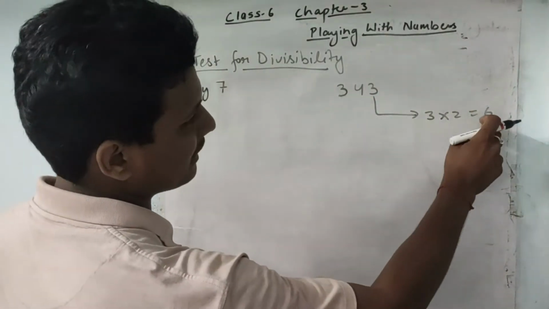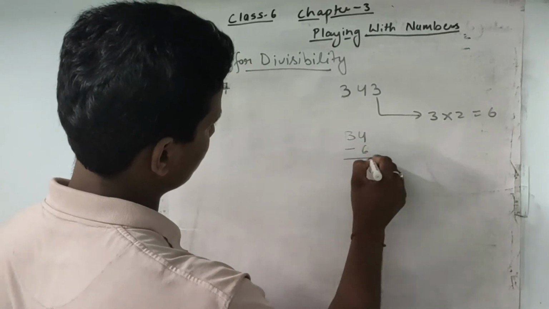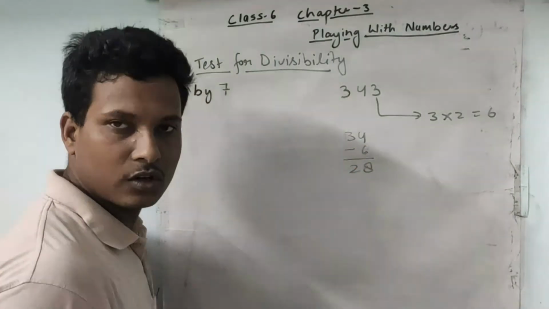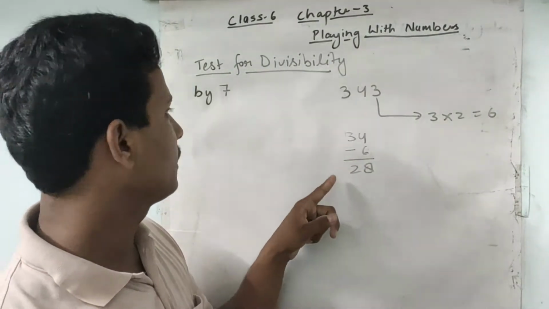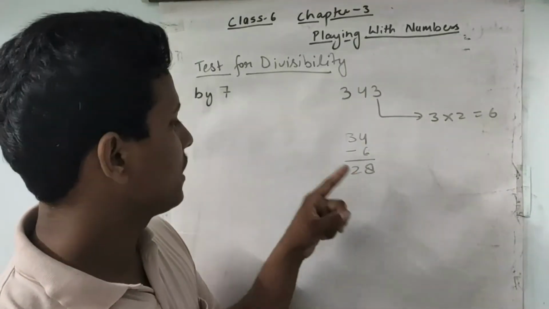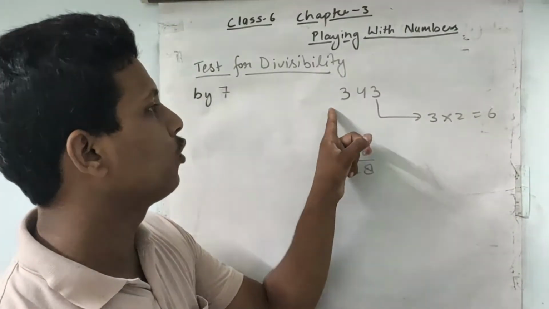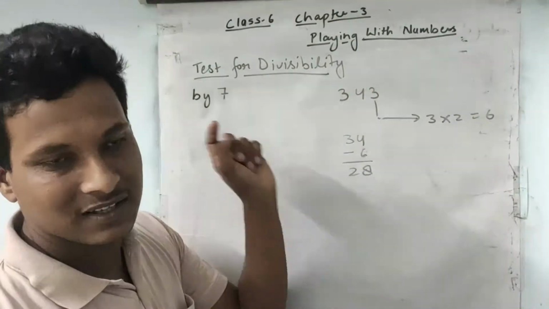And then subtract this 6 from the remaining digits, that is 34, and we get 28. Then you should check by 7 whether the number that comes out after subtracting is divisible by 7. If it is, then the initial number that is given is also divisible by 7.